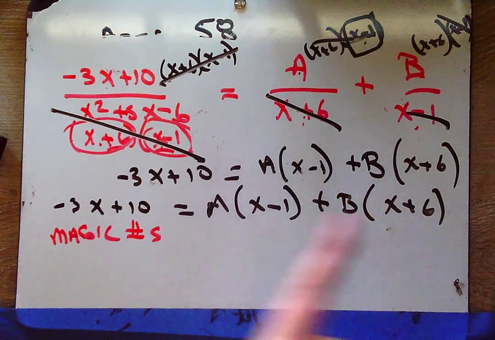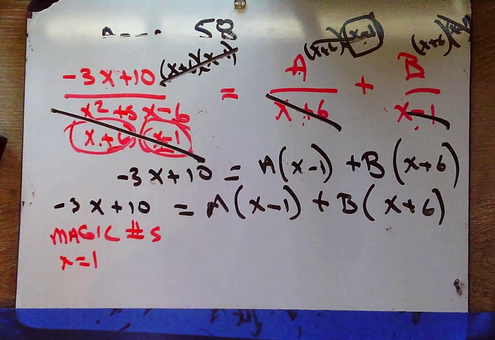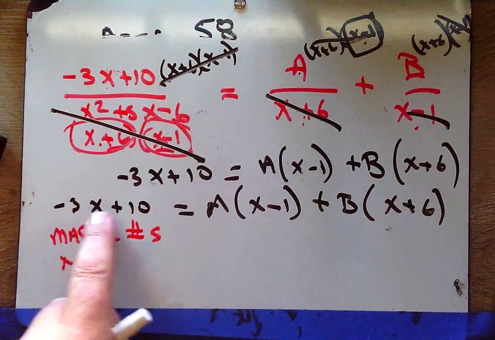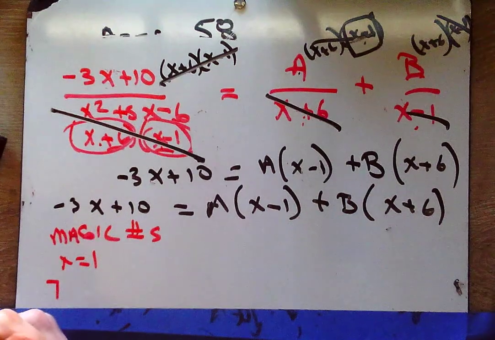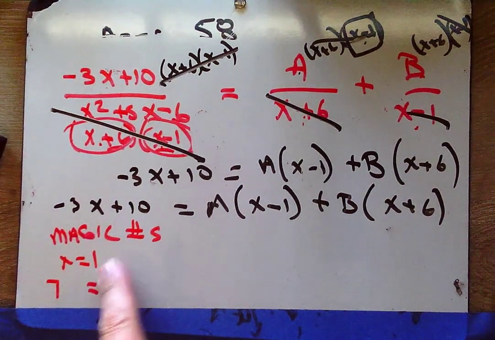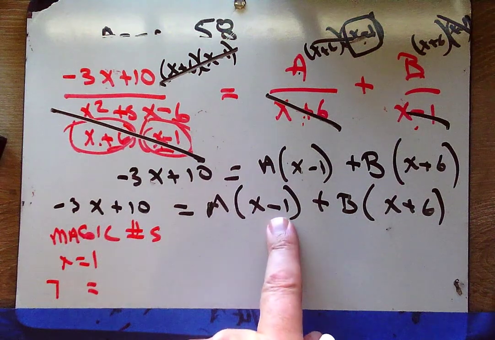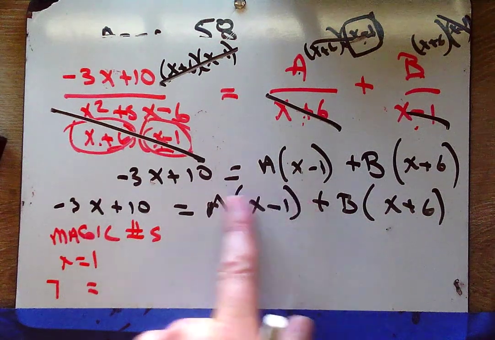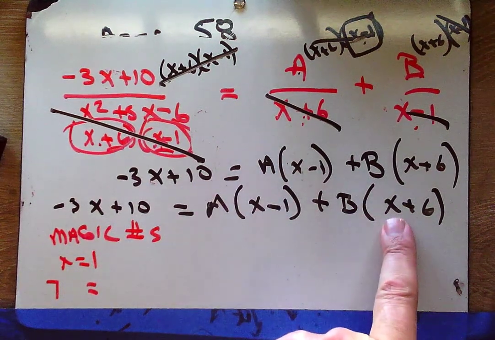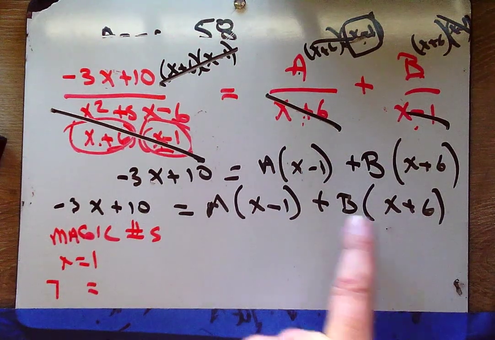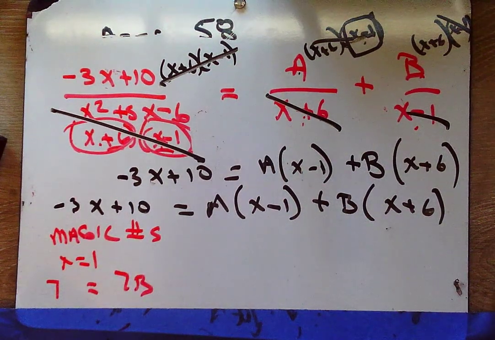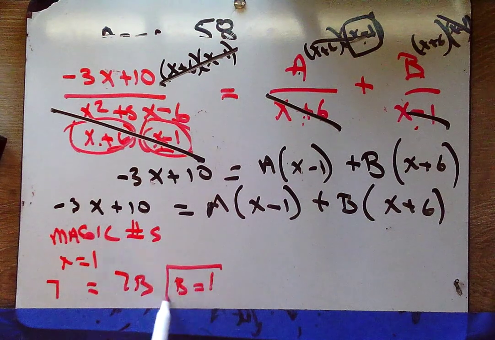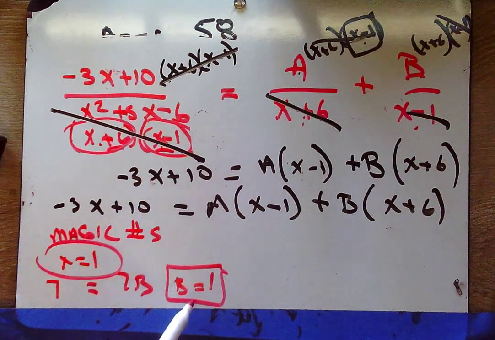And here in this line, I think x equals 1 is a magic number. How come? Well, if I plug a 1 in over here, I get 1 times negative 3 is negative 3 plus 10 is 7. Nothing disappeared there. But if I take this 1 and plug it in here, 1 minus 1 is 0. And 0 times a is 0. So that disappears. And I plugged in a 1 here. 1 plus 6 is 7. 7 times b is 7b. Divide both sides by 7, and I get b equals 1. By using a magic number, I was able to solve for b.